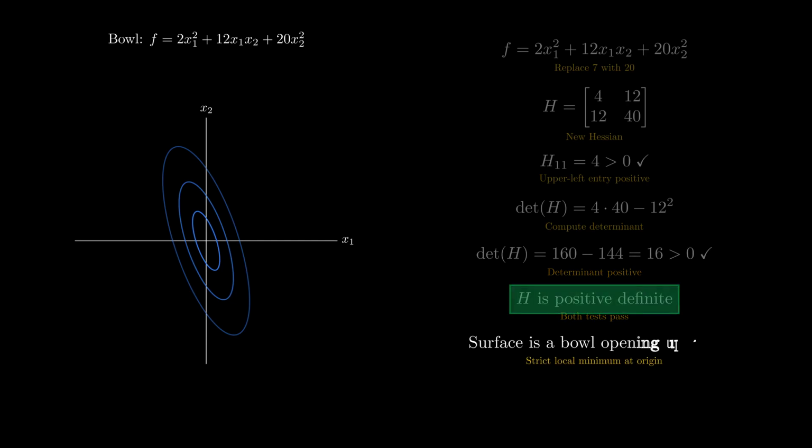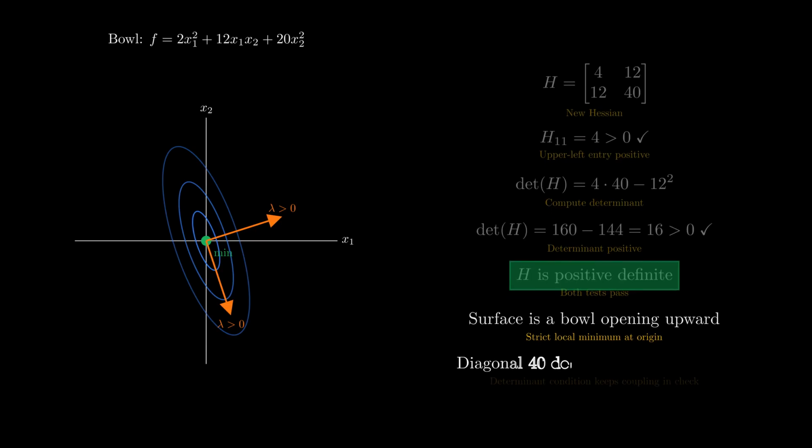The surface is a true bowl, opening upward in every direction. Notice that the cross term 12 was almost the same as before, but the diagonal entry 40 was big enough to dominate it. That's the determinant condition doing its job, keeping the cross coupling from sabotaging the curvature.